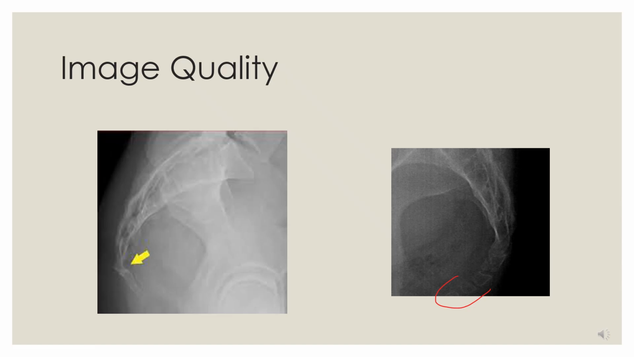The image on the left is the good image. You can see the entire coccyx, there's no rotation, and you can see good bone detail. The image on the right, however, you can see at the very bottom that it did clip some of that coccyx. It would have been good if they'd opened up their collimation a little bit, or moved the centering down.